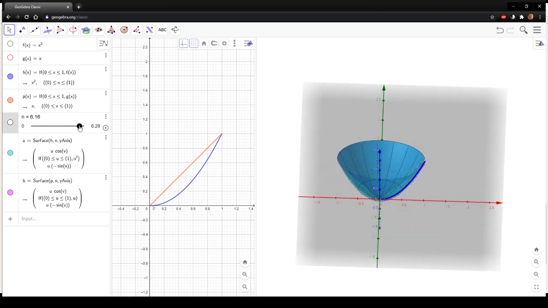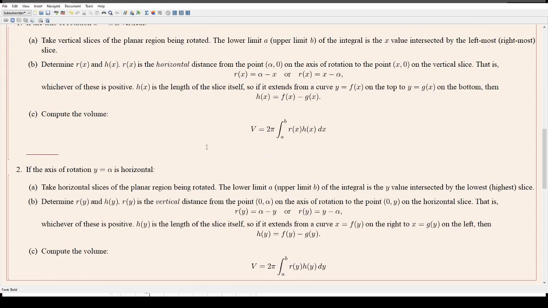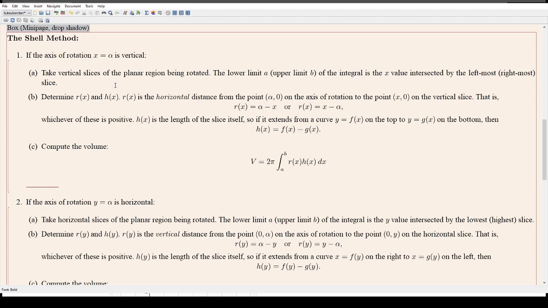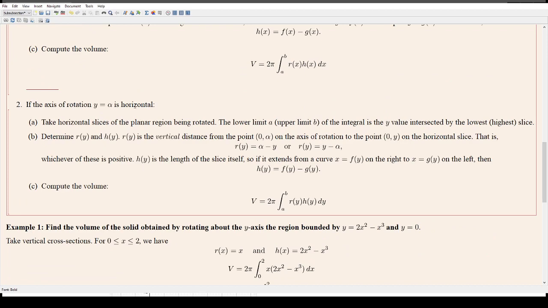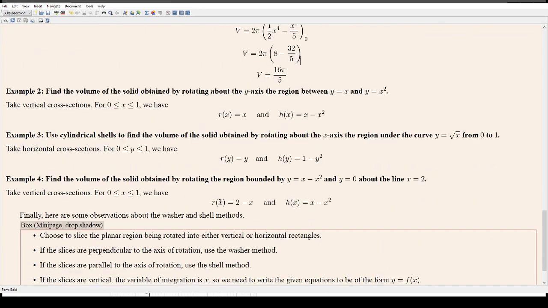Okay, now we are not doing the washer method, we are doing the shell method. So, what was I saying earlier? If you're doing the shell method, if the axis of rotation is vertical, then variable of integration is x, so we take vertical slices. If the axis of rotation is horizontal, then we take horizontal slices, right? The slices have to be parallel to the axis of rotation. Now in this case, the axis of rotation is the y-axis, so that means we need to take vertical slices.